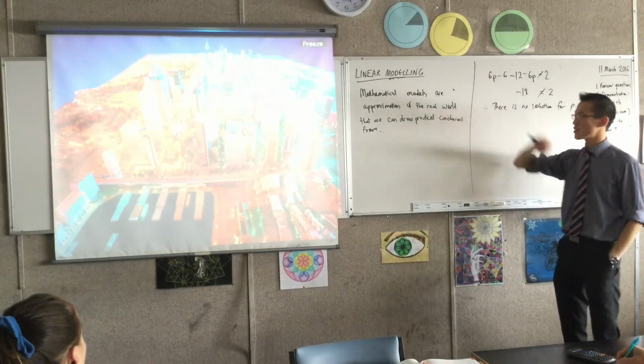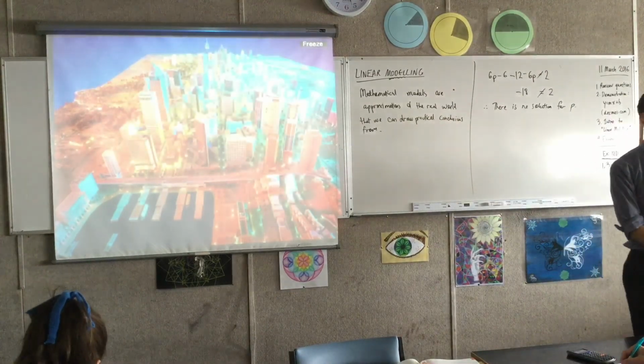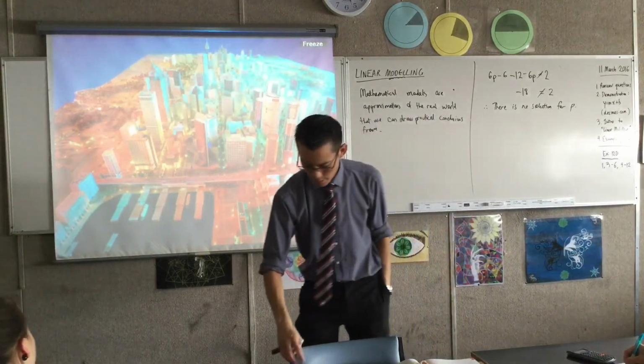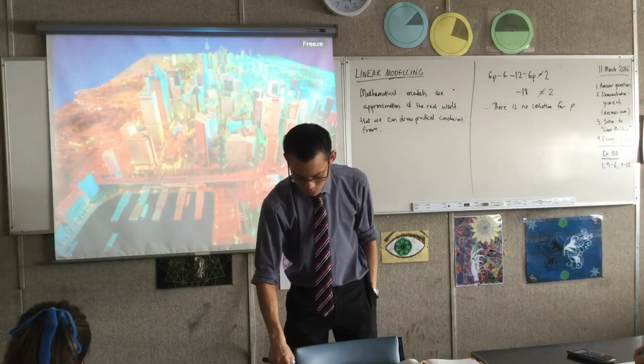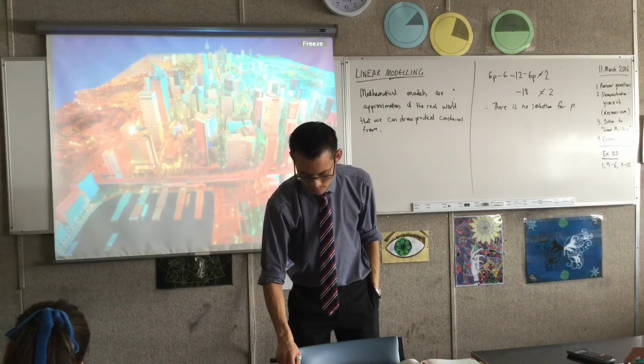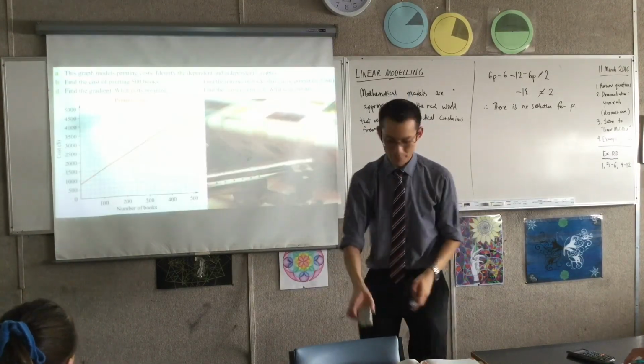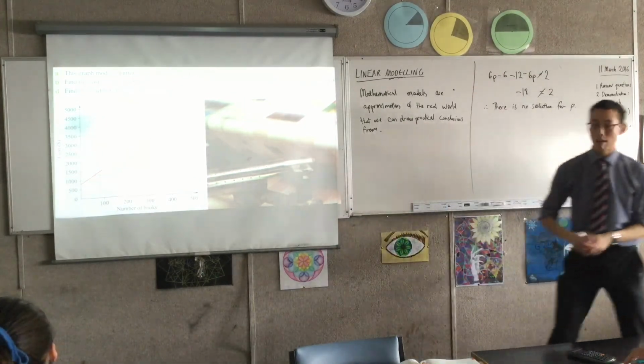Mathematical models are approximations of the real world that we can draw practical conclusions from. The linear comes in when you have a look at something like this. Let's go to... Okay, so we're going to work with this right now.